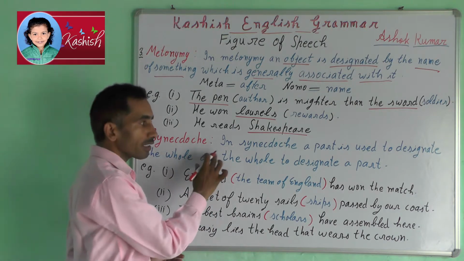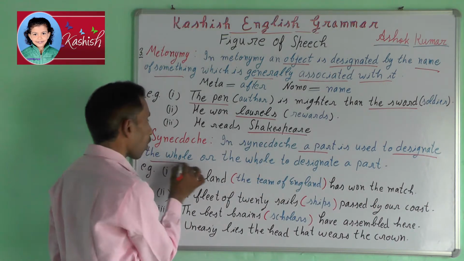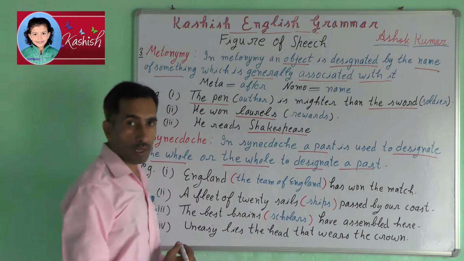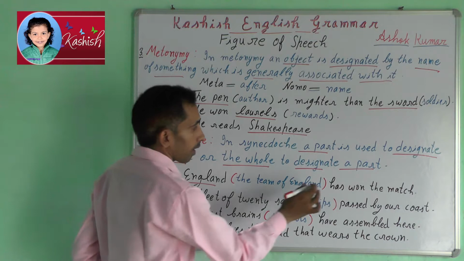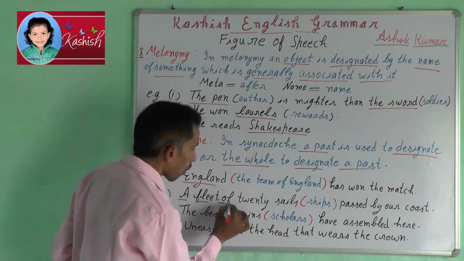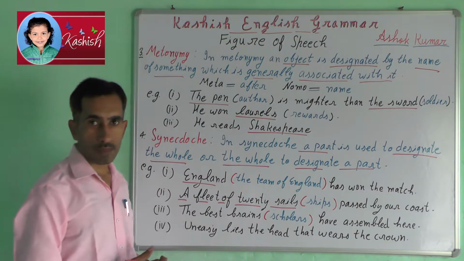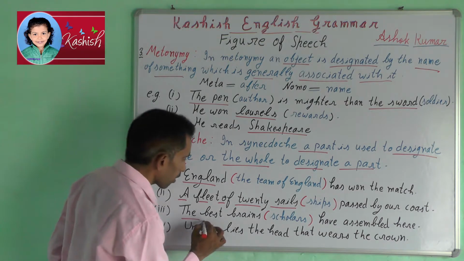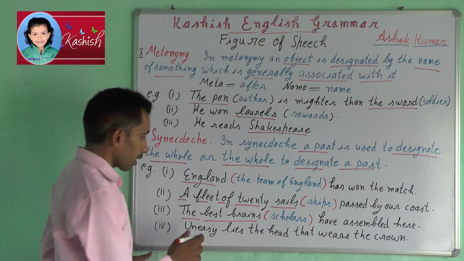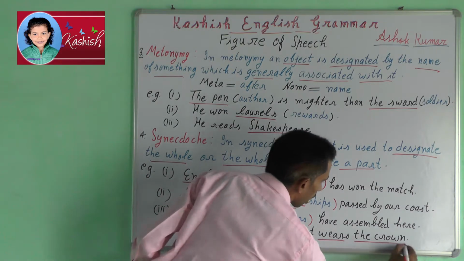Fourth, synecdoche. In synecdoche, a part is used to designate the whole or the whole to designate a part. For example, England has won the match. Next, a fleet of 20 sails passed by our coast. Next, the best brains have assembled here. Next, uneasy lies the head that wears the crown.